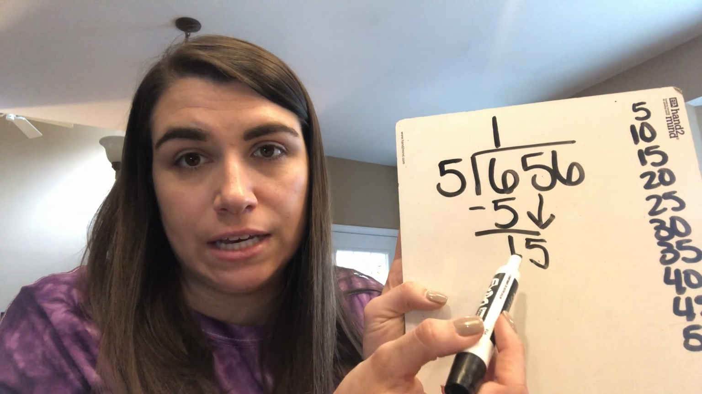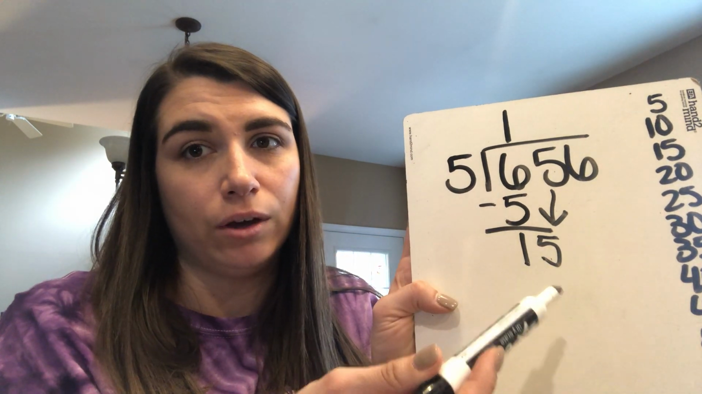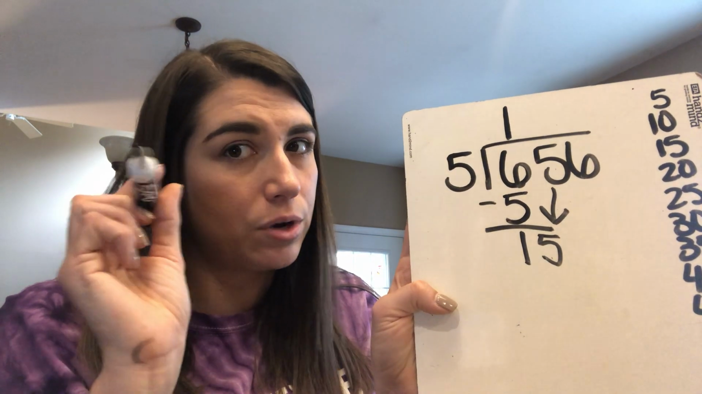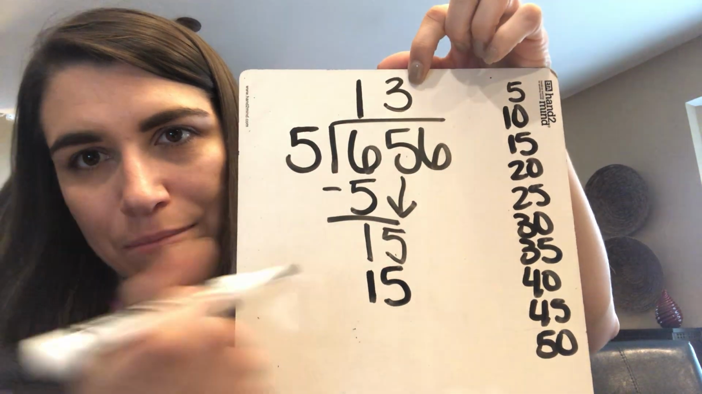And we get 15. So now I just think out, well, what times 5 gets me closest to 15 without going over? And I know that 5 times 3 is 15. So I wrote my 3 on the top.